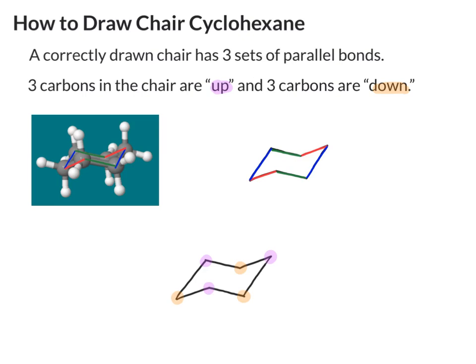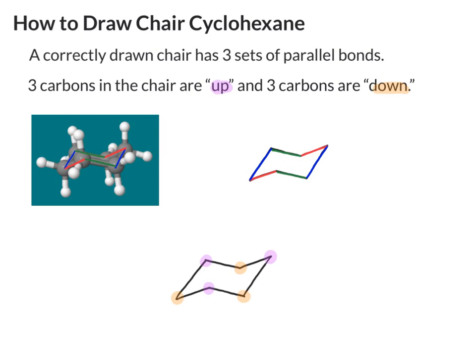So before we move on, take some time practicing drawing chair cyclohexane and make sure you can draw a correct chair with all of the bonds in the correct orientations with 3 sets of parallel bonds. What we're going to work on next is adding in the substituents. And in this case, it's all hydrogen.